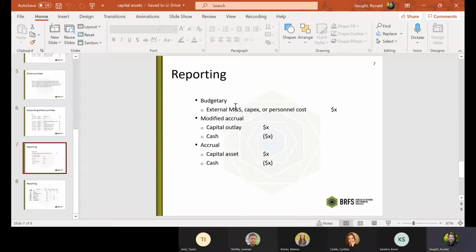Now, for reporting purposes, for external M&S, CapEx, and personnel, we just debit the entry and report the expenditure. For modified accrual, we're debiting capital outlay and crediting cash. For accrual, we're debiting capital asset and crediting cash. And those are the accounts that would exist in the financial statements for those different bases.